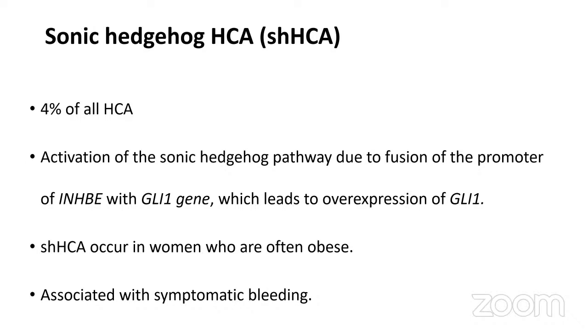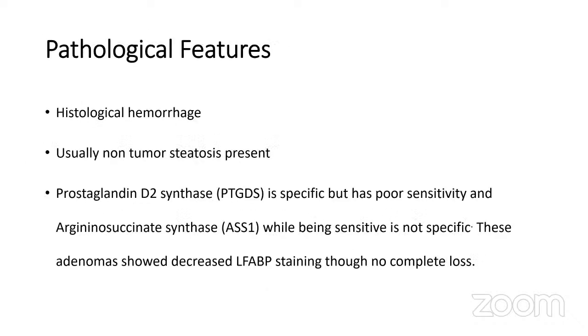And this is activation of the sonic hedgehog pathway due to fusion of promoter INHBE with the GLI1 gene, which leads to overexpression of GLI1. So these often occur in women who are obese and are associated with symptomatic bleeding. Besides the exon 3 beta-catenin mutated, which have increased risk of malignant transformation, it is kind of important to try to identify these subtypes because this would have associated symptomatic bleeding.